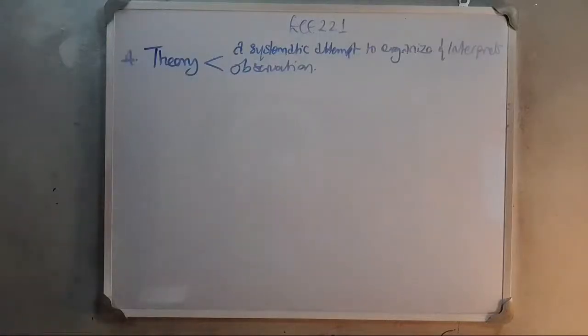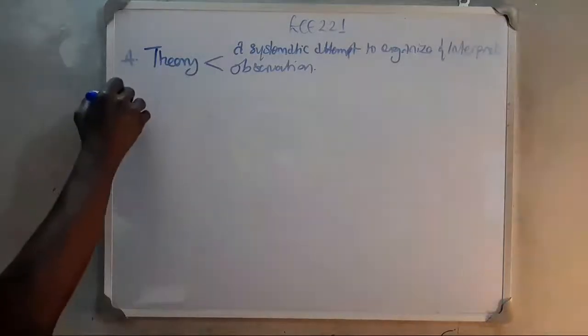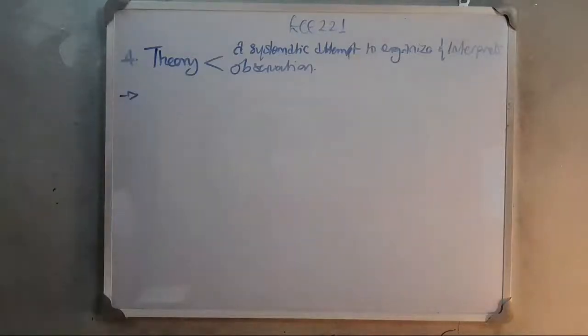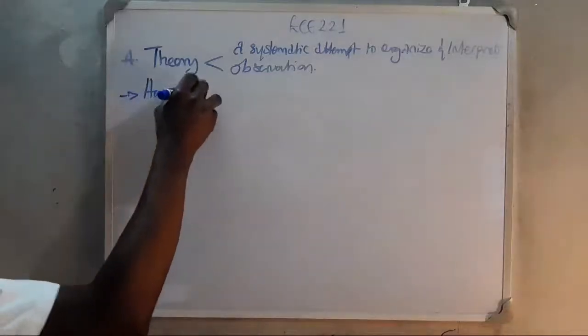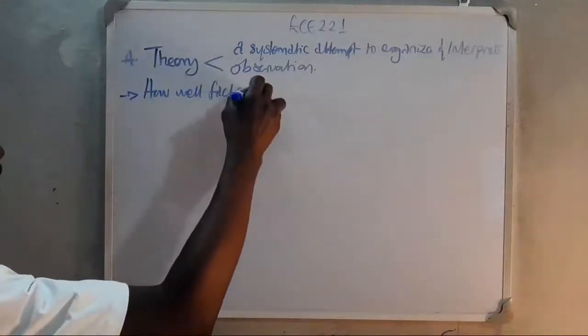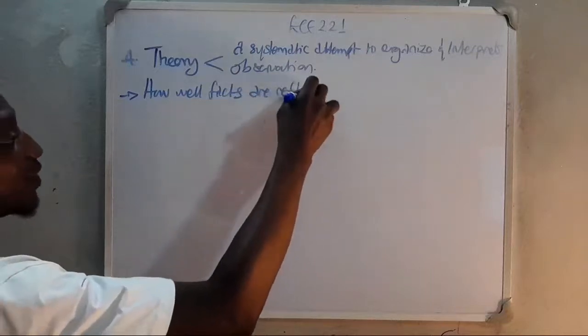Now, a theory is best judged not in terms of accuracy and truthfulness, but in terms of how well it reflects the facts, how consistent it is, and how useful it is for explaining observation or observed phenomenon.